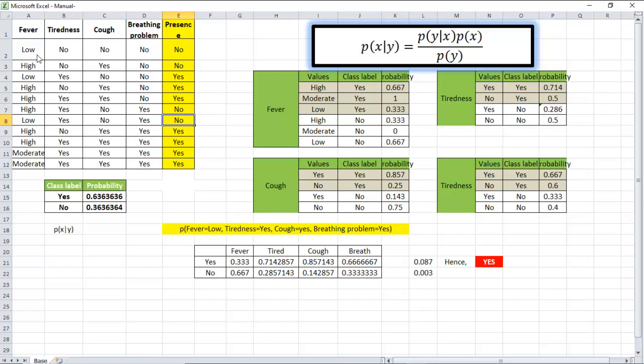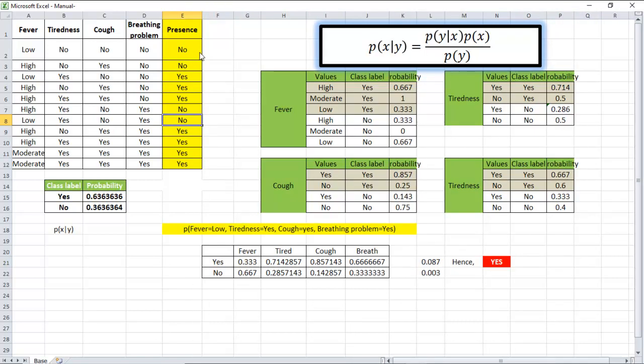These are the values that fever can take: low, high, and moderate. Tiredness could be yes or no, cough could be yes or no, breathing problem also yes or no. Based on these parameters, the presence is being calculated. Presence indicates whether the patient is infected with corona or not. It takes two values, yes or no, and hence the class is binary.